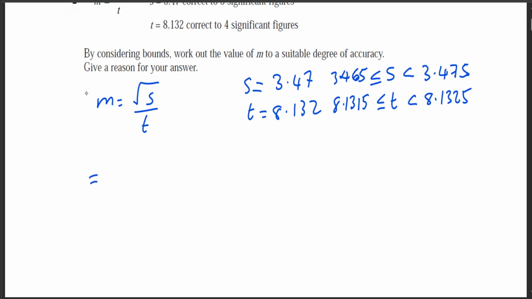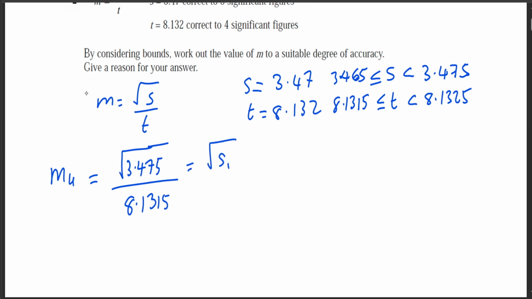So let's search for the upper bound of m. To get the upper bound of m, you normally take the upper bound of s over the lower bound of t. So the square root of the upper bound of s, 3.475, over t, which is the lower bound, 8.1315. Just like I've said, s upper bound over t lower bound. So let's see how much it's going to give us.